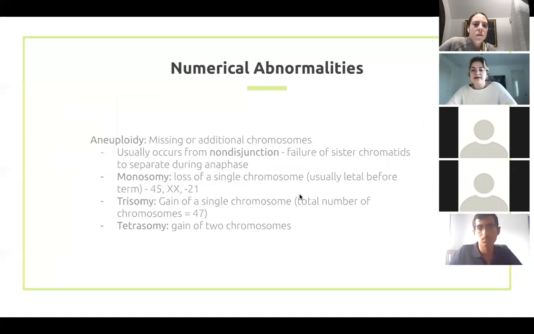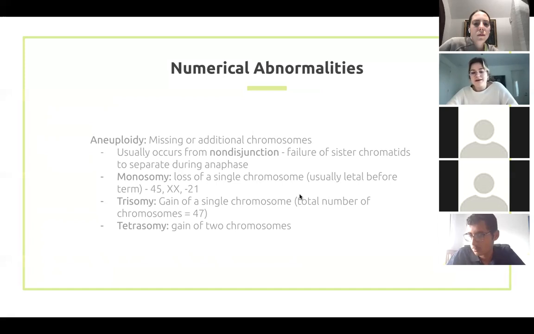Okay, so we're going to start by looking at numerical abnormalities, so when we have a difference in the amount of chromosomes. Some of this stuff I think you do look at in bio, so that's helpful if you've done it. The first one is called an aneuploidy, and that's when you have either additional chromosomes or a lack of chromosomes. So instead of having 46, you might have 47 or you might have 45.